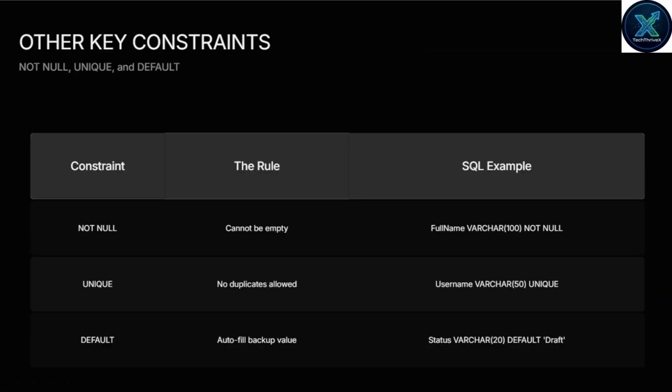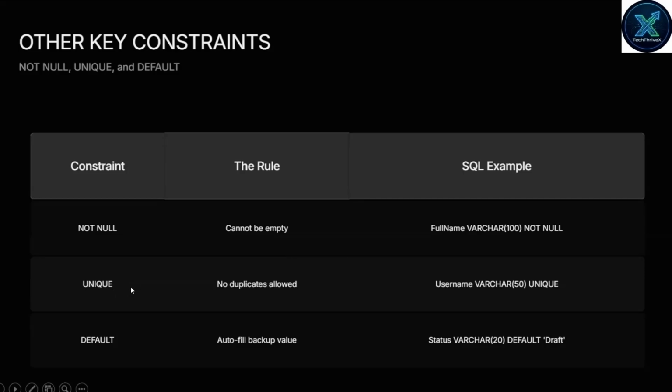Coming to other key constraints, you can call them secondary constraints as well. The first one is not null. This column cannot be left empty. You must provide data when inserting a record. This is the syntax: full name and not null, which means you cannot leave it empty. While filling forms, you can observe a star mark, right? Which means you cannot leave it empty. So keep that in mind. That is the same as not null.